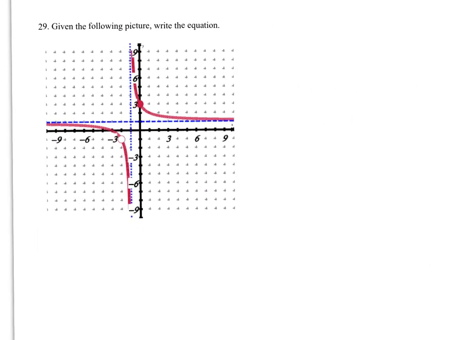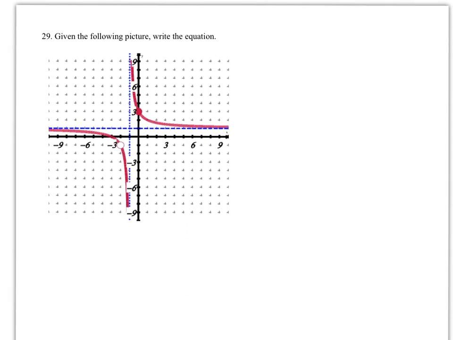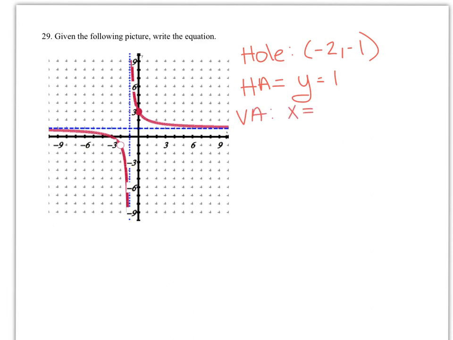If we look at this last problem, it says given the picture, write the equation. So I have a lot of information. I have a hole at (-2, -1). I have a horizontal asymptote at 1, so y equals 1. I have a vertical asymptote at x equals -1. My y-intercept is at (0, 3), and my x-intercept is at (-3, 0).